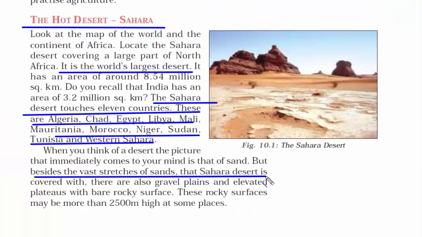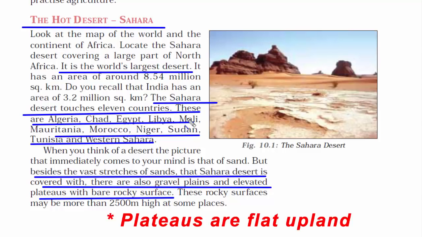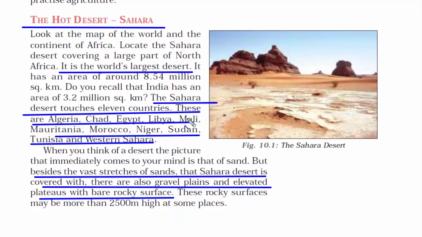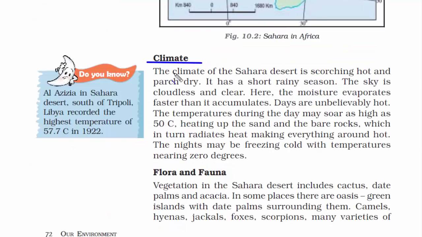Here the deserts not only have sand, they are covered with gravel plains, that is stones and rocks. They also have elevated plateaus, which is the upland and that too flat. Now let's read about the climate. The climate of the Sahara Desert is scorching hot and parched dry.